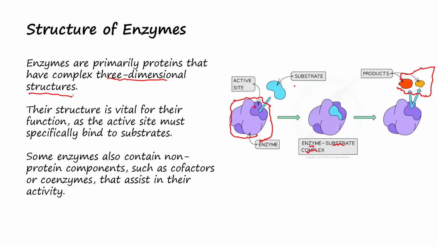Therefore, the activity of the enzymes will also be distorted. So the three-dimensional structure can be distorted by maybe increasing the temperature of the environment where the enzyme is, increasing the pH, increasing the salt concentration. So these are some of the factors that can affect the three-dimensional structure of the protein.